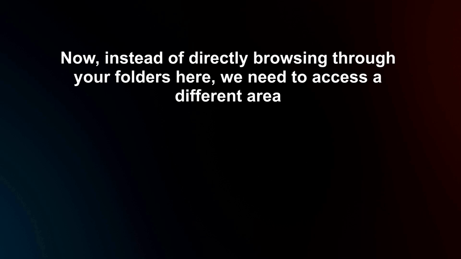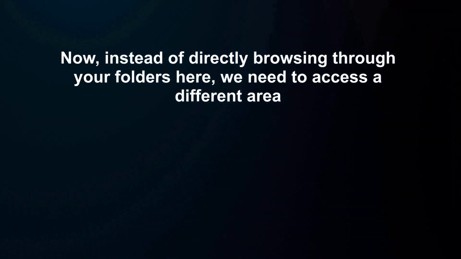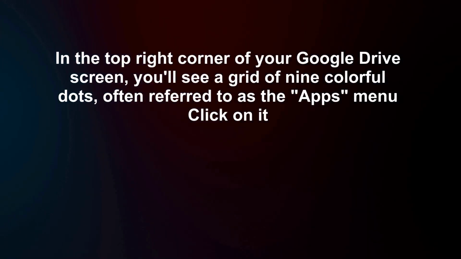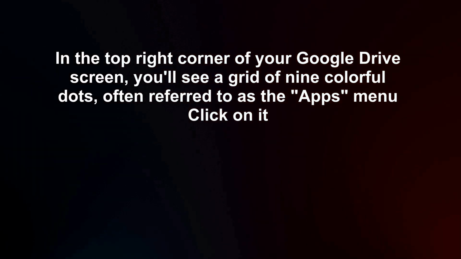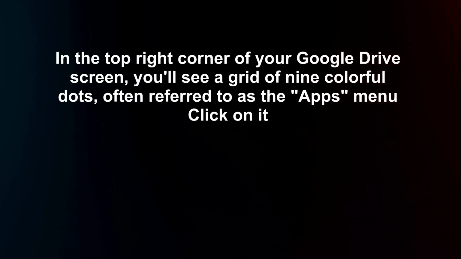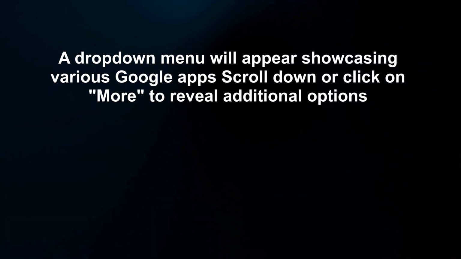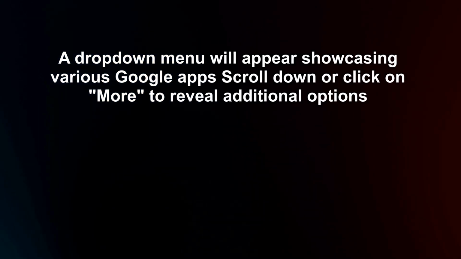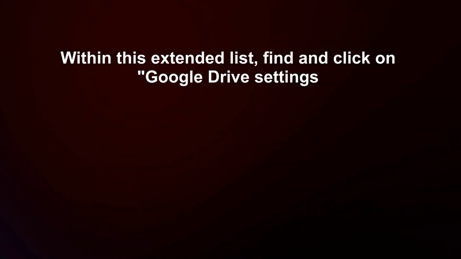Now, instead of directly browsing through your folders here, we need to access a different area. In the top right corner of your Google Drive screen, you'll see a grid of 9 colorful dots, often referred to as the Apps menu. Click on it. A drop-down menu will appear showcasing various Google apps. Scroll down or click on More to reveal additional options. Within this extended list, find and click on Google Drive Settings.